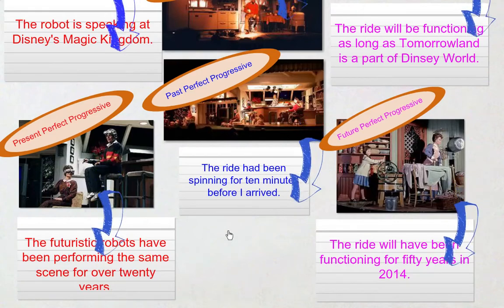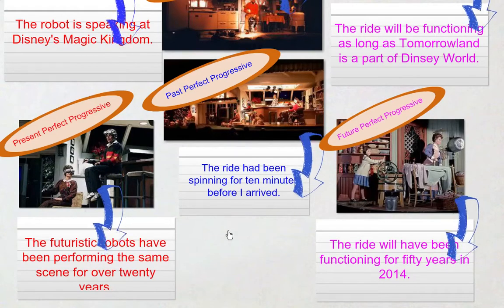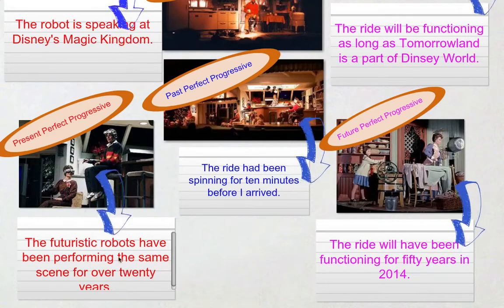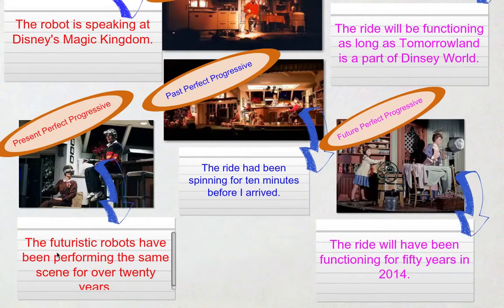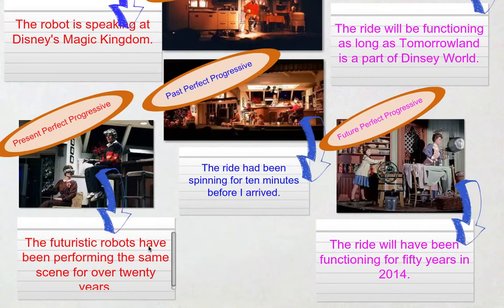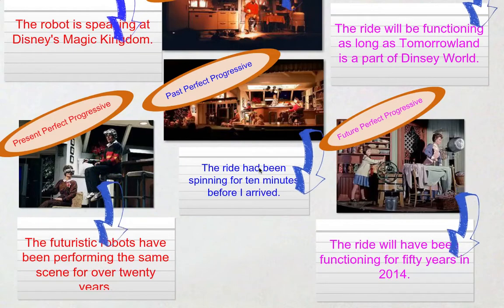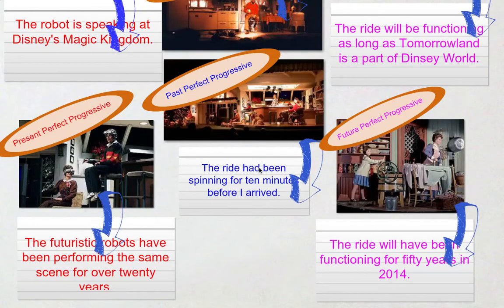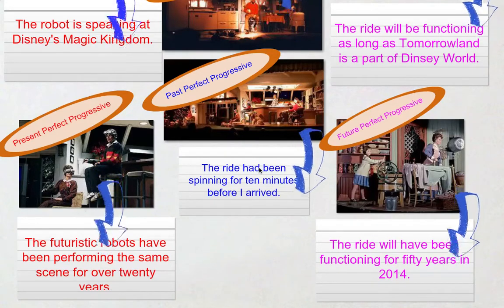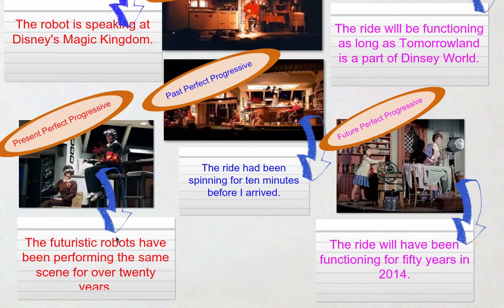So really, for the past perfect progressive, the only thing that changes from the first one is your verb. Instead of has or have, you have had. Had implies past. So if you think back to our perfect tenses from before, we have the same rules, right?